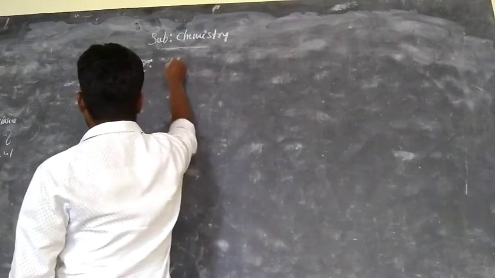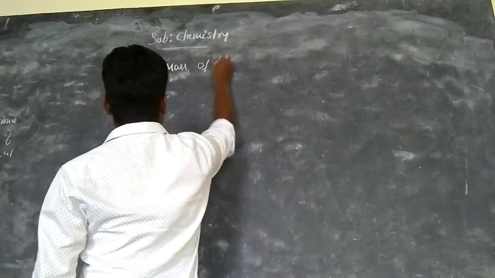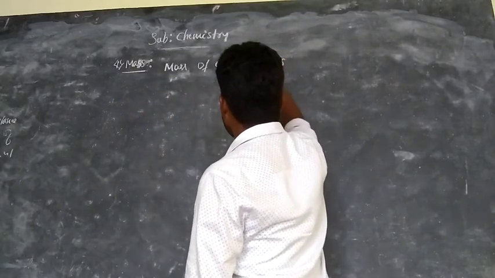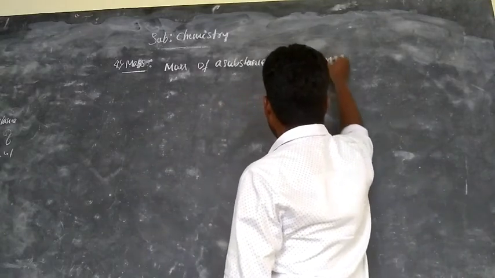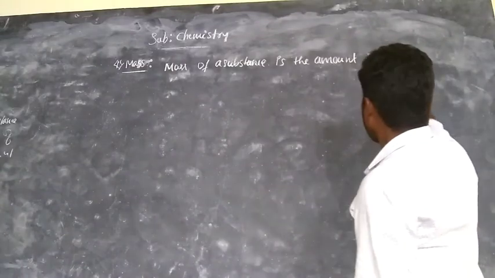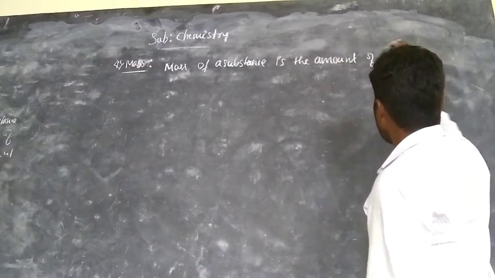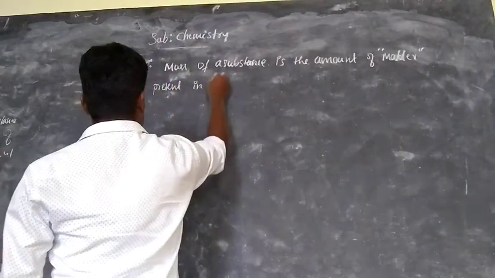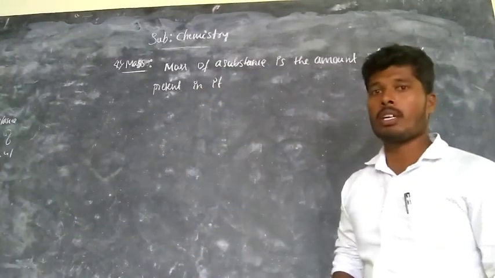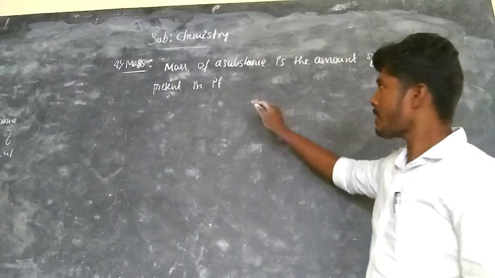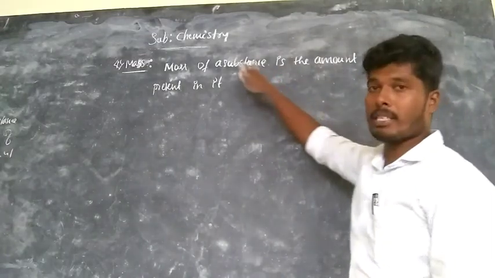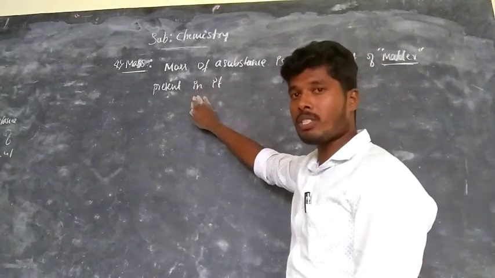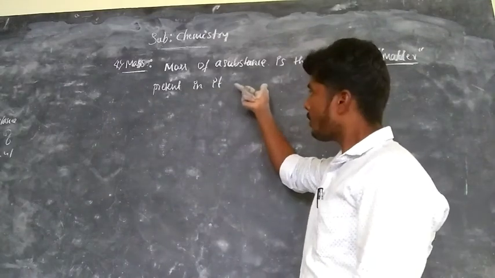Mass is defined as: mass of a substance is the amount of matter present in it. It is called mass. Now listen to the definition of mass. Mass is defined as the amount of substance, that is, mass of a substance is the amount of matter present in it. If any system has some quantity of substance, that is called mass.